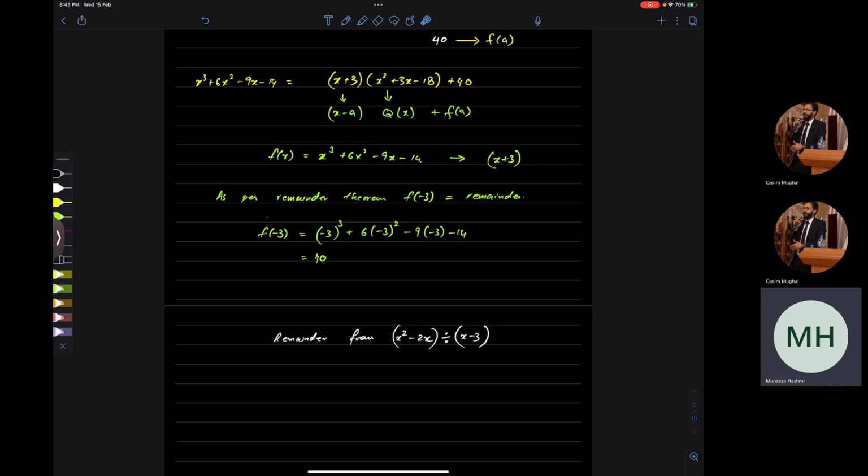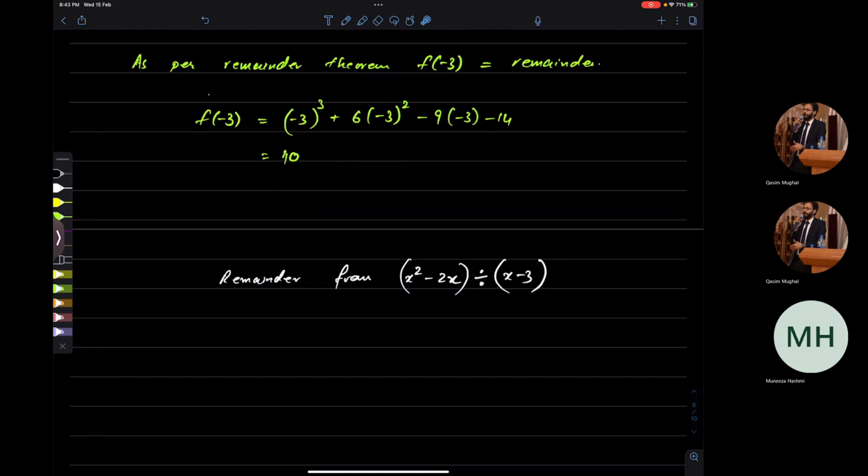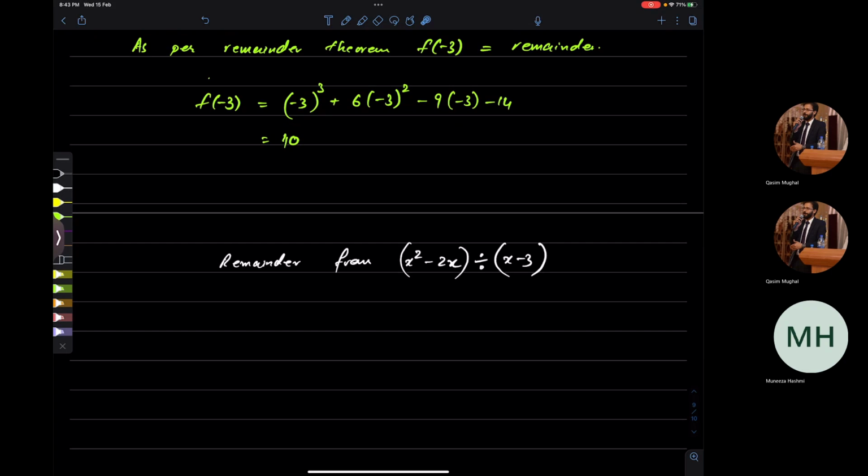Sir, I'm slightly confused. Can you do this one? What's the divisor over here? You're dividing by what? X minus 3. Change the sign, plus 3. Put it in here, you will get the remainder. That's what I will explain up here.